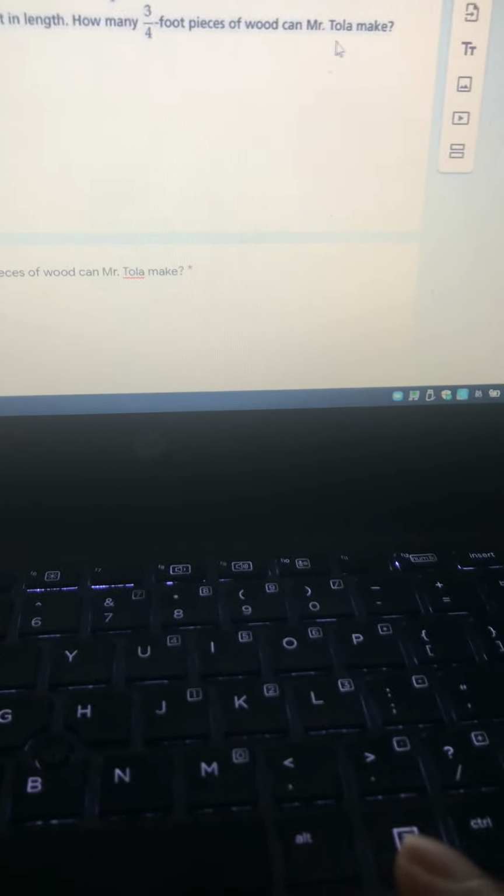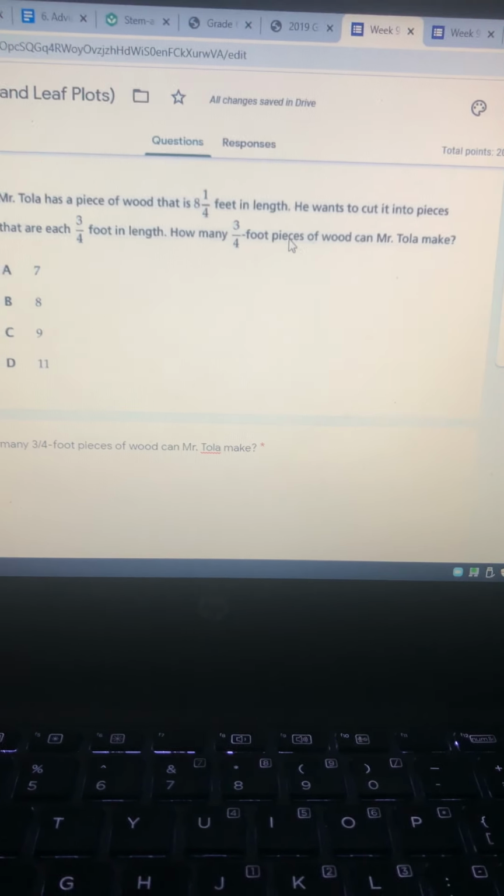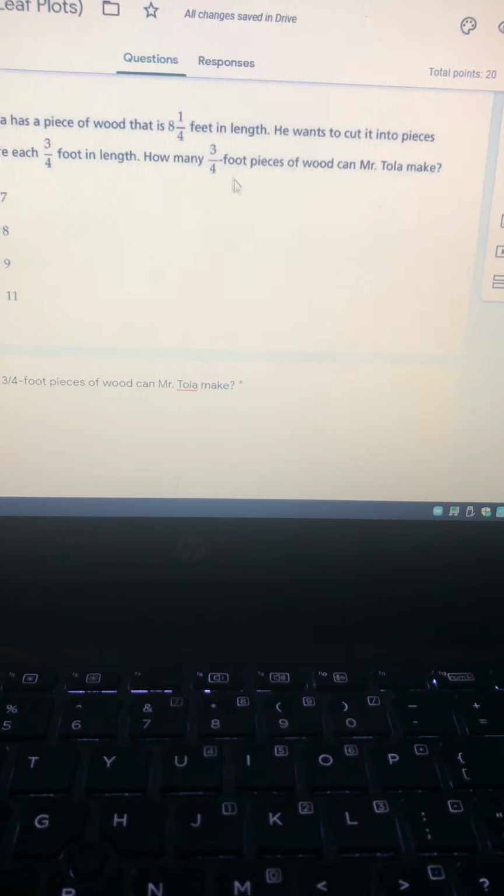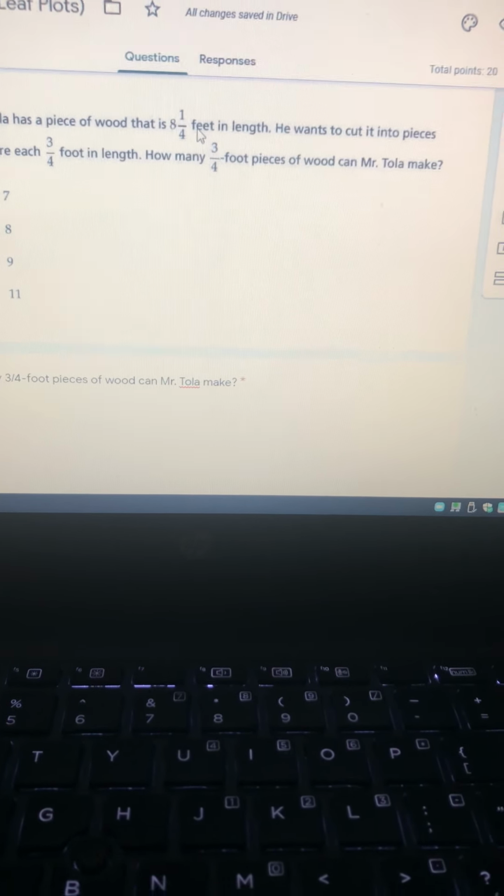How many 3/4 foot pieces of wood can Mr. Tola make? Right? So we know that that is a division problem because it wants to know how many 3/4 can fit into 8 1/4.